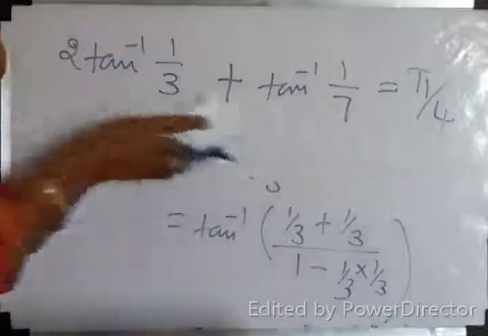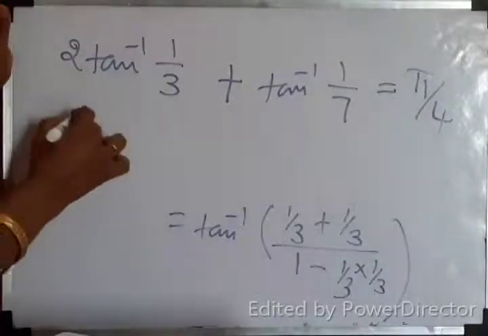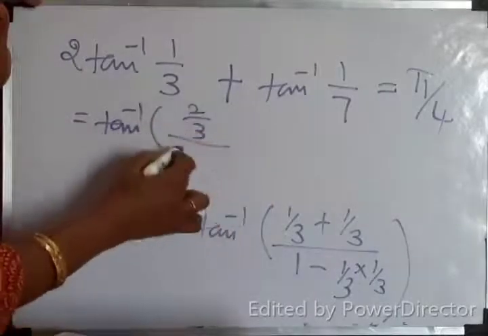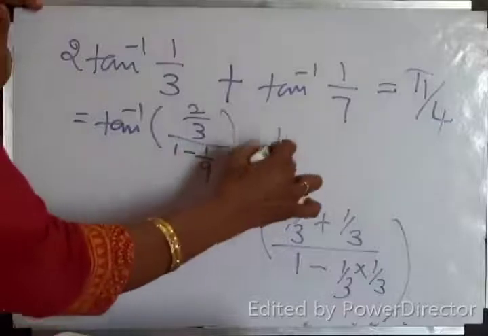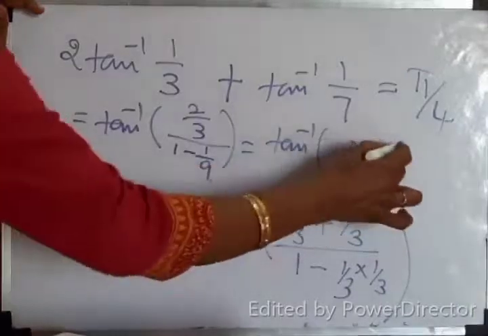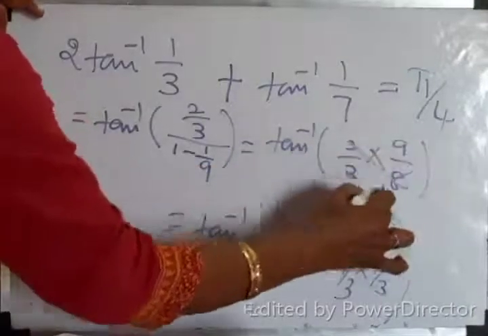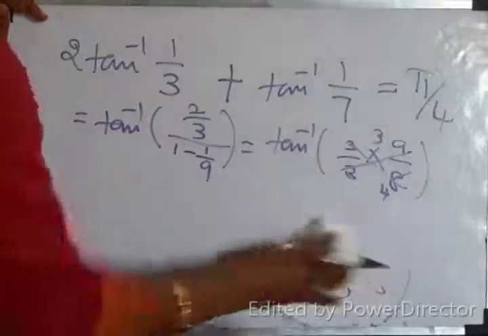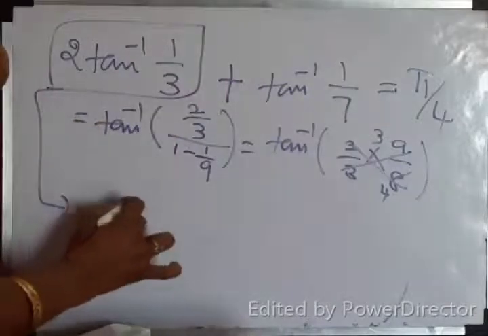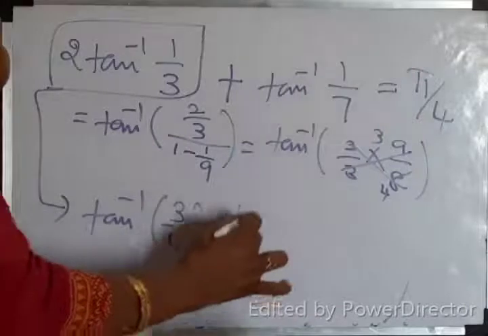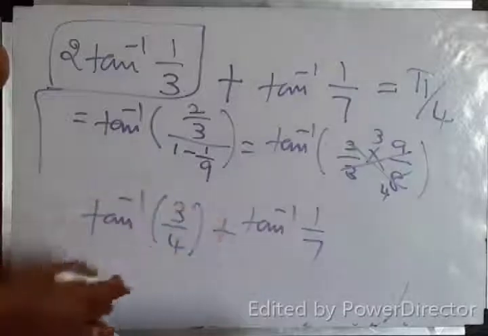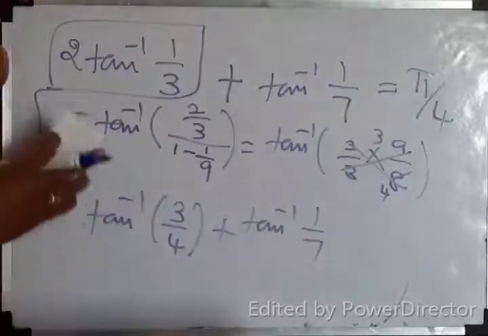Correct? So you will write tan inverse of 2 by 3, 1 minus 1 by 9, that is tan inverse of 2 by 3 into 9 by 8, 8 by 9. Cut off 4, cut off 3. So in simplest form it is tan inverse 3 by 4, correct, plus tan inverse 1 by 7. Tan inverse x plus tan inverse y. Again, tan inverse x plus tan inverse y. What will you write?